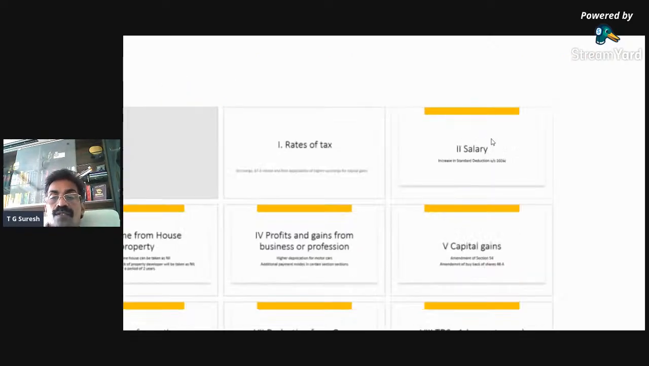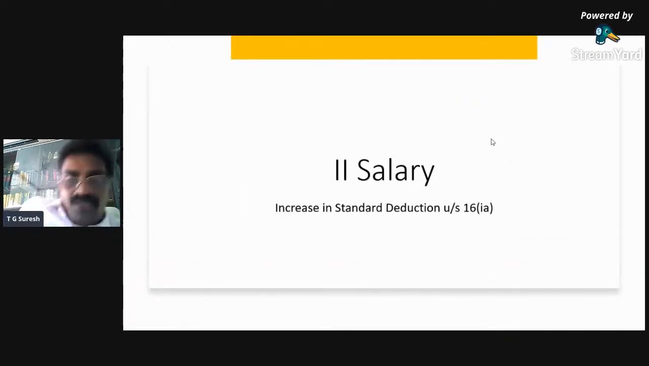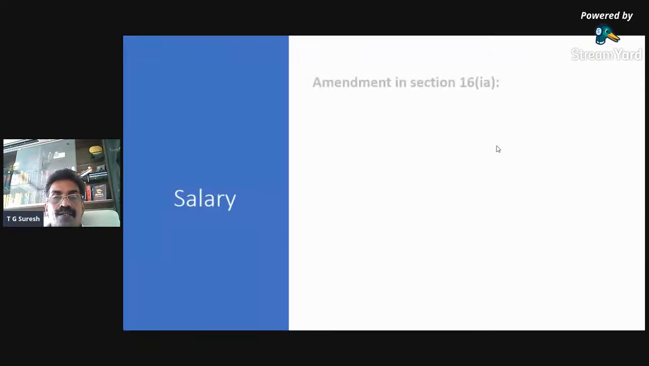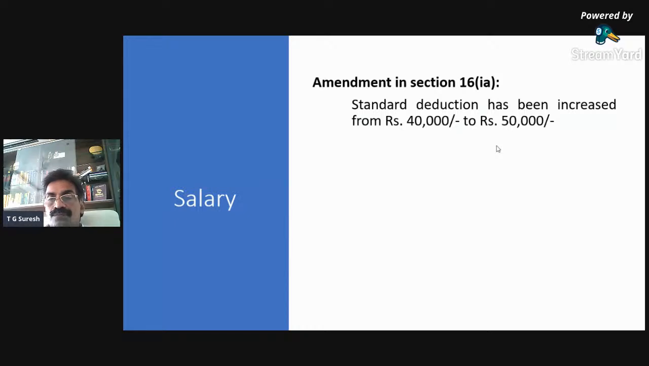So that is on the salaries now. The only one small change in salaries, pretty easy one. The change in the salary is on the standard deduction.